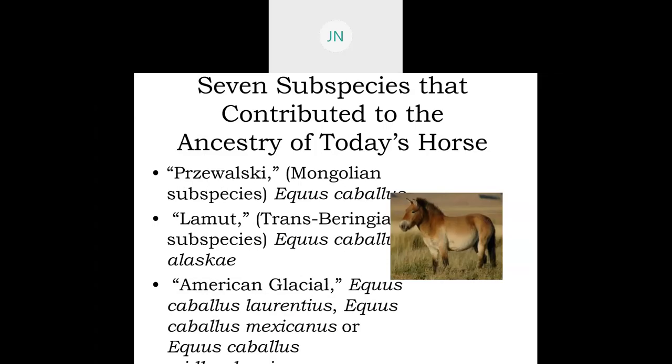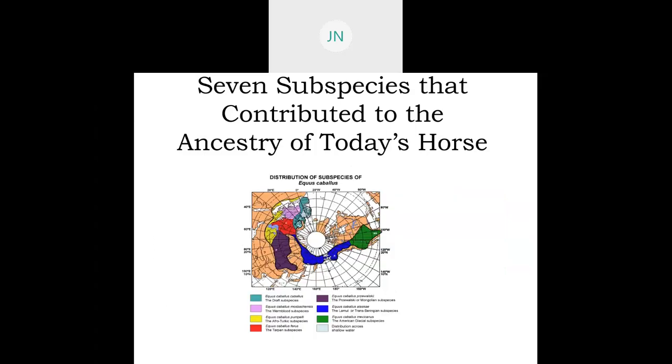The Przewalski, that's actually how you pronounce that, Lamut, which is in Siberia, and the American glacial. So if you look at these, you can see their distribution. The Equus giraffe subspecies, Equus caballus, is in blue here. And you can see where that's found.